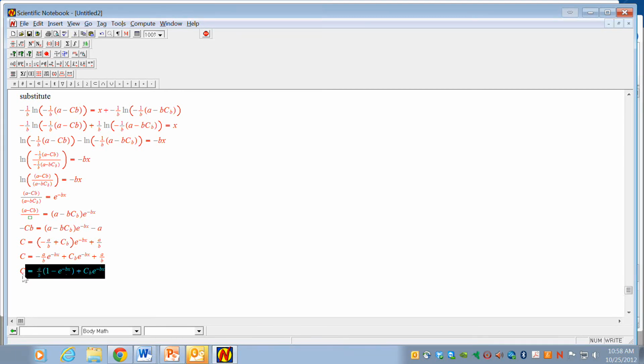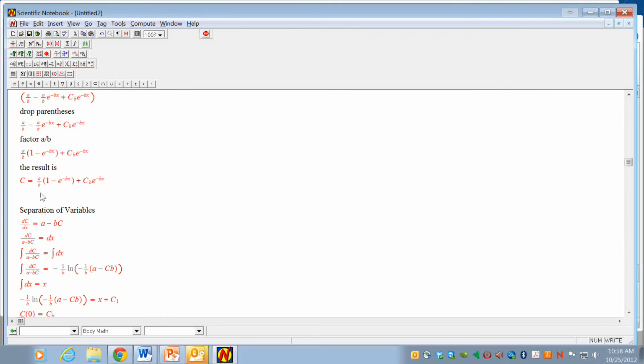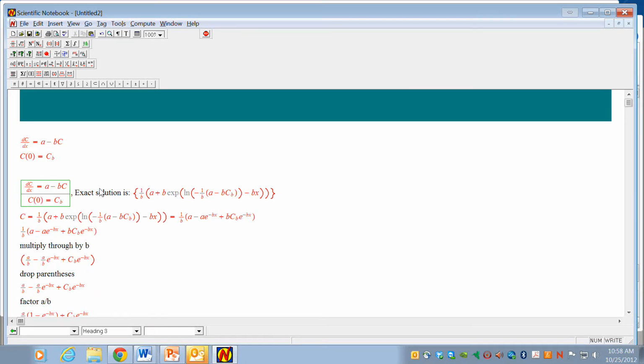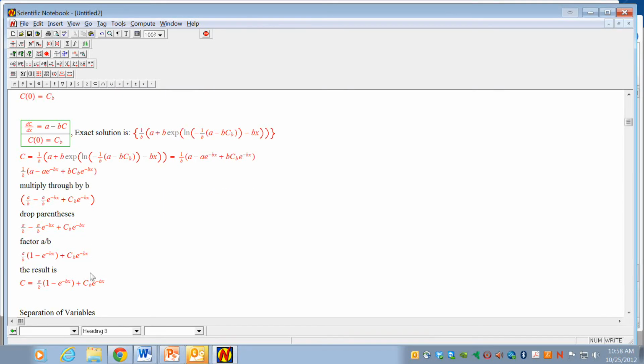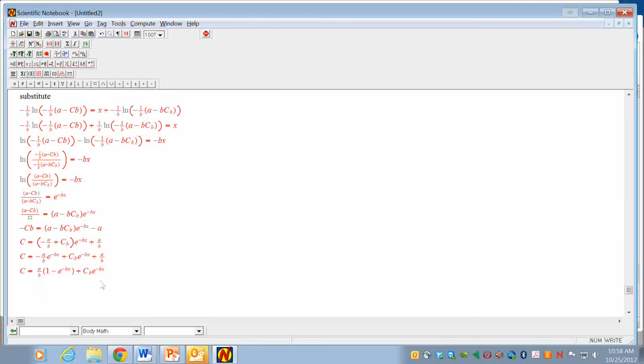If we then take this result and compare it to what we did up here from the solution that Scientific Notebook gave us directly, we see that they're indeed the same. It took us a bit longer, with some more steps with separation of variables, but nevertheless we get the same result.